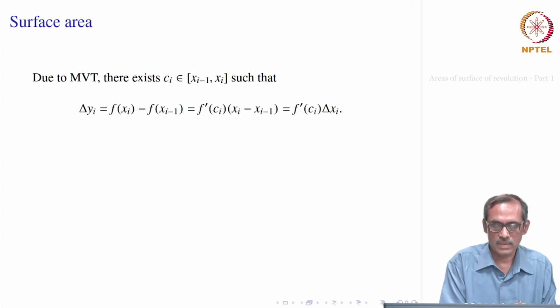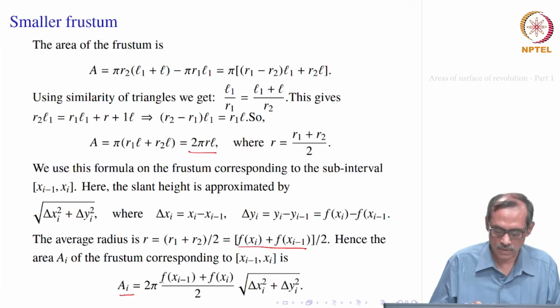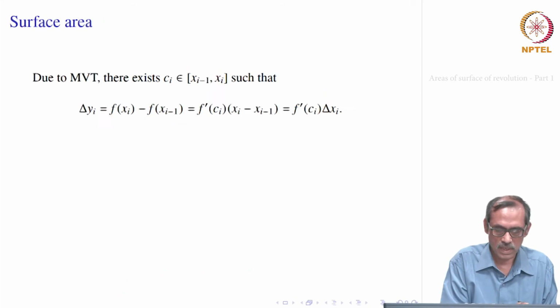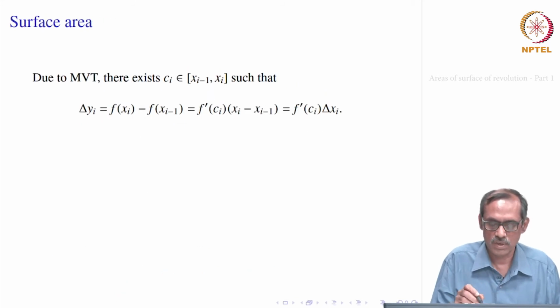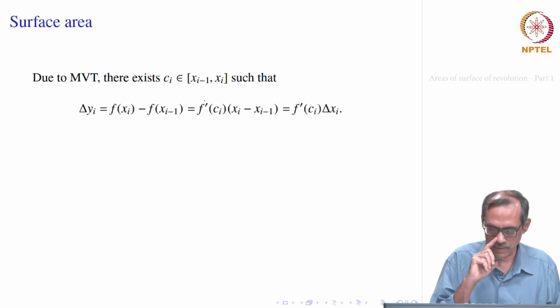So, as we have said, our approximation to the whole area will be summation of these A I's. But before that, let us have some simplification of this. Anyway, there is an approximation. So, we use mean value theorem here, because we assume that f of x is smooth.